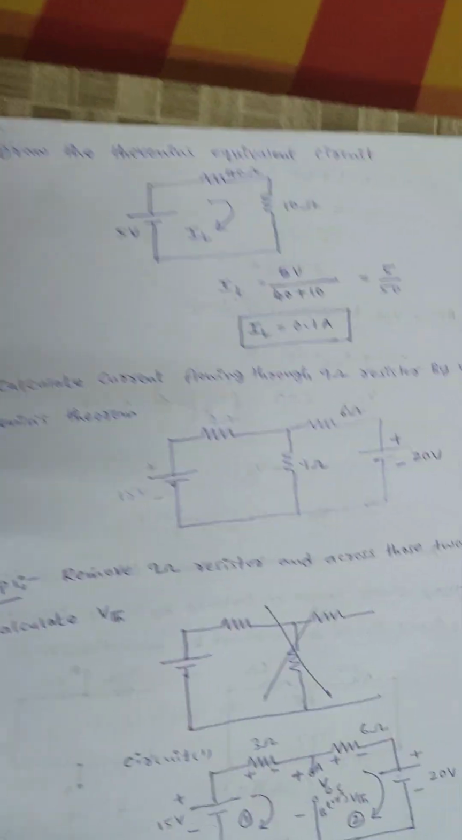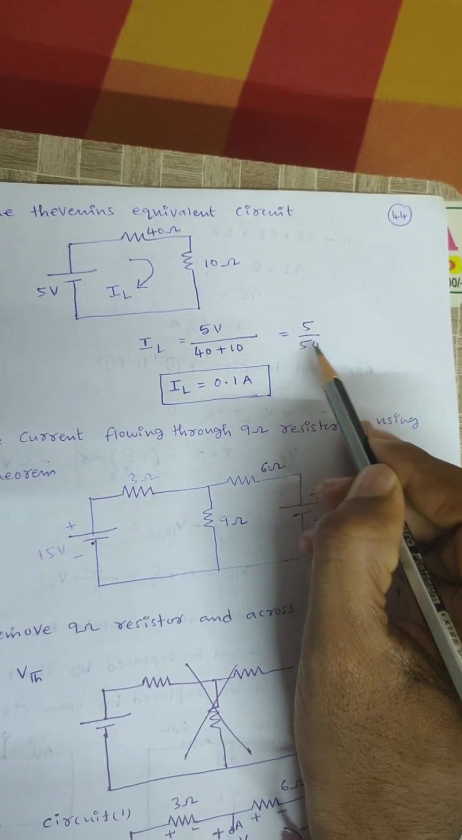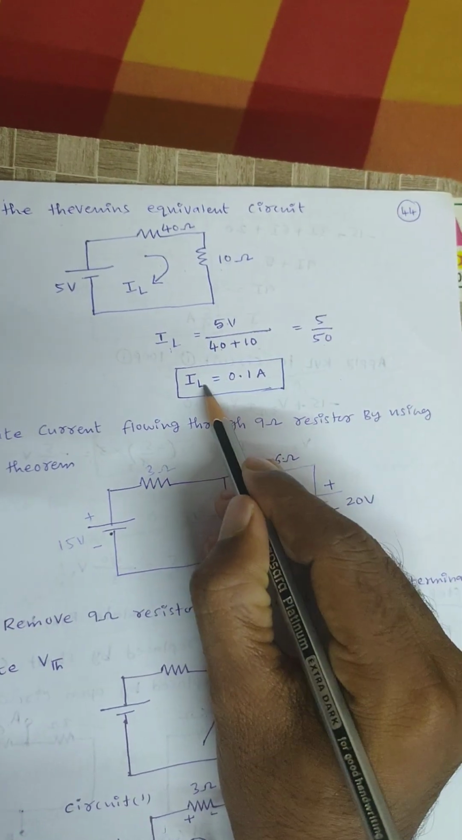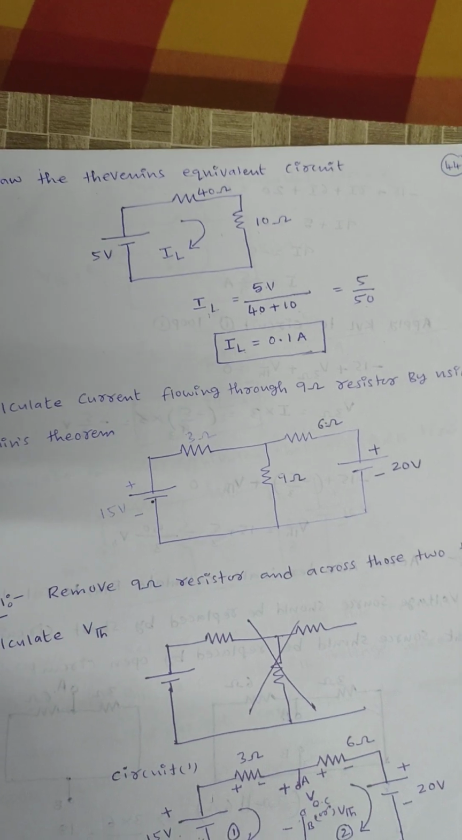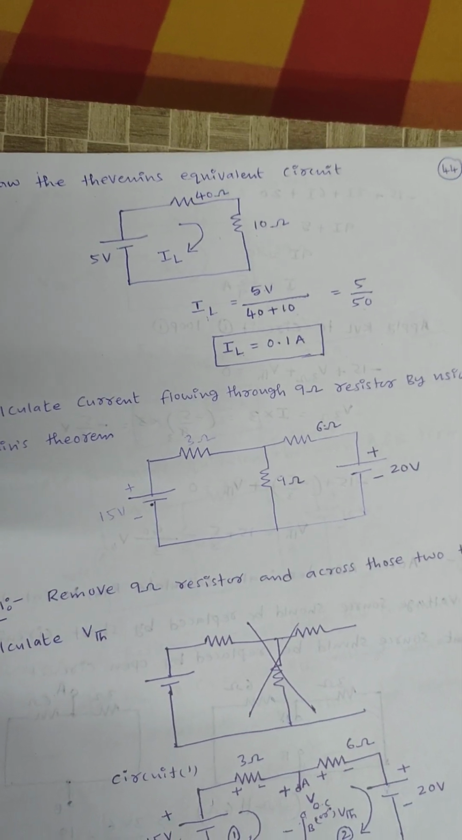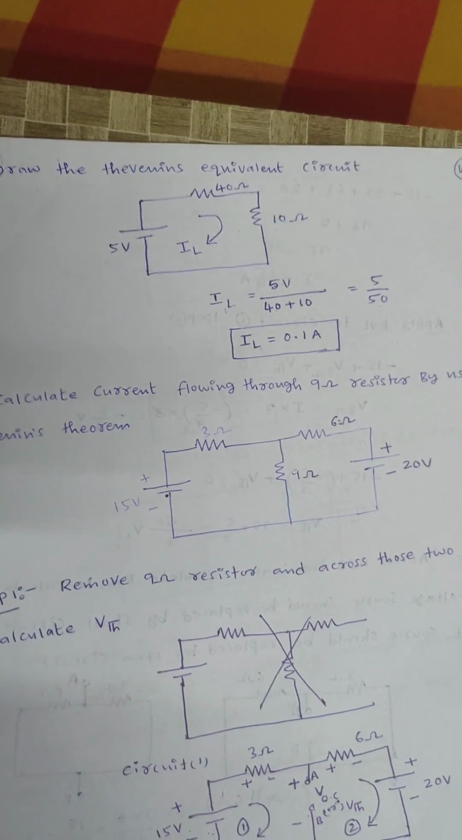Then IL is equal to VTH by RTH plus RL. You will get 5 by 50. That is, the IL value is 0.1 amperes. In this way we can calculate the current flowing through any branch by using Thevenin's theorem. Clear, right? Next problem.